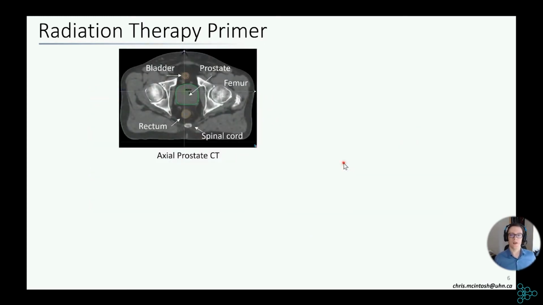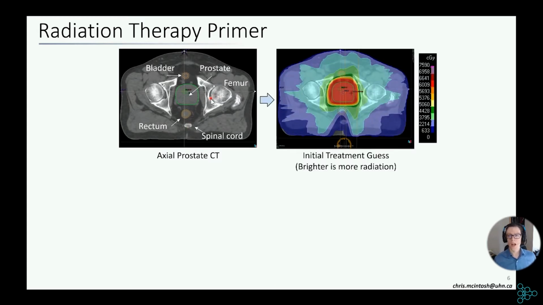But let's take a look at, for example, prostate cancer. Here we have the prostate delineated in green, we have the bladder and the rectum, and the spinal cord, which all need to be avoided, and the femurs as well. And what we see is a kind of a mock-up of what a treatment plan starts to look like at its initial bit of optimization. Here we can see blue represents areas of low radiation, moving up to red representing areas of high radiation. And initially the treatment can look pretty rough.